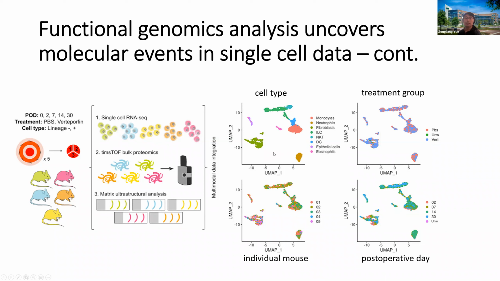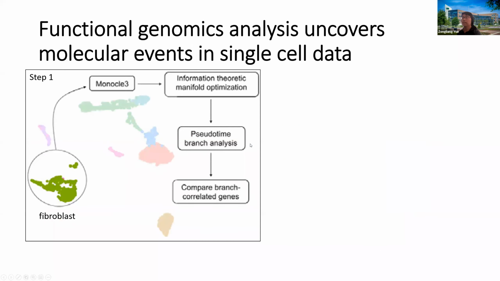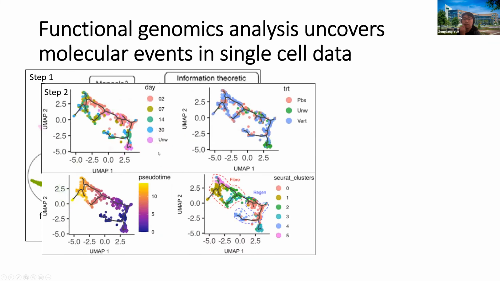The most interesting cluster they have discovered is the fibroblasts. Once they take this fibroblast subcluster, they can do Monocle 3 information-theoretic manifold optimization, pseudo-time branch analysis, and compare the branch-correlated genes. For the pseudo-time branch analysis, they can infer the trajectory using Monocle 3 and generate the pseudo-time.